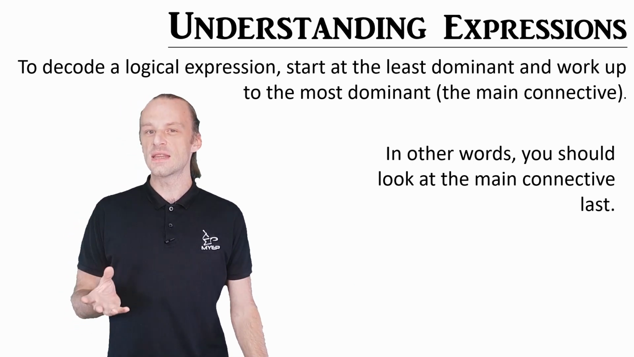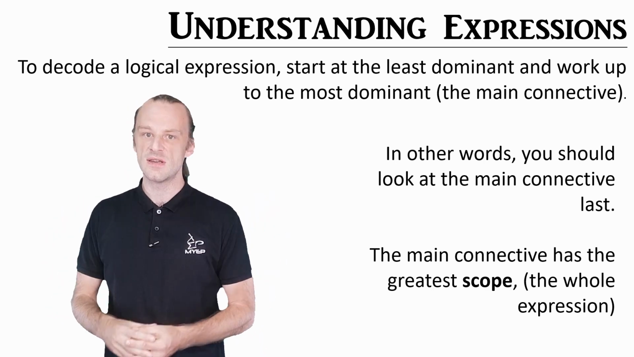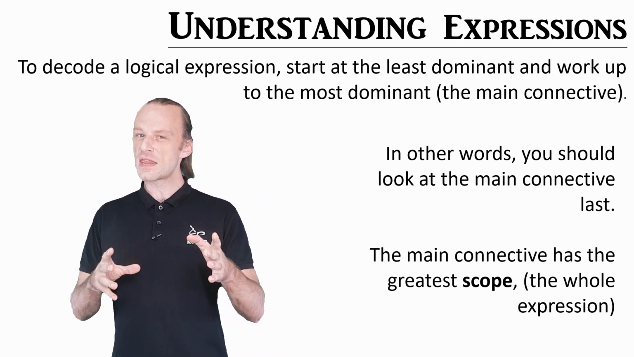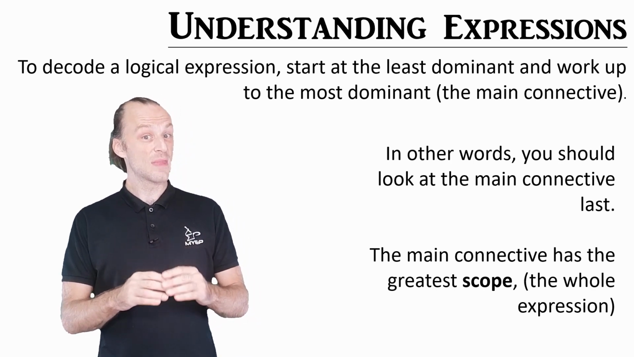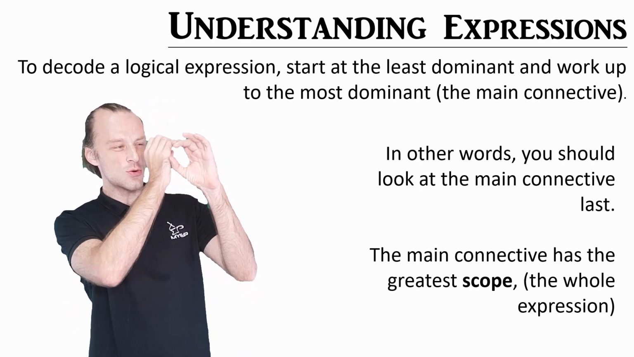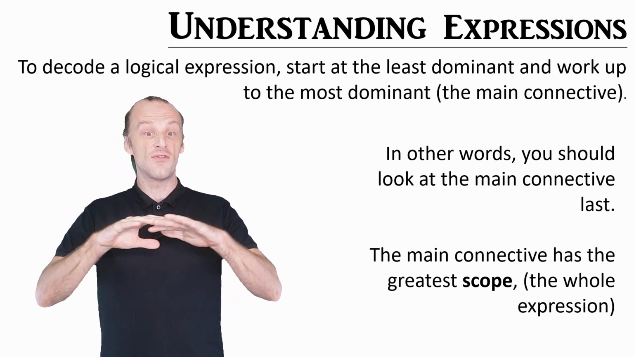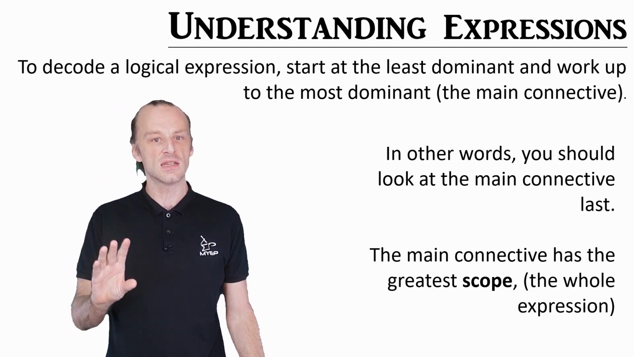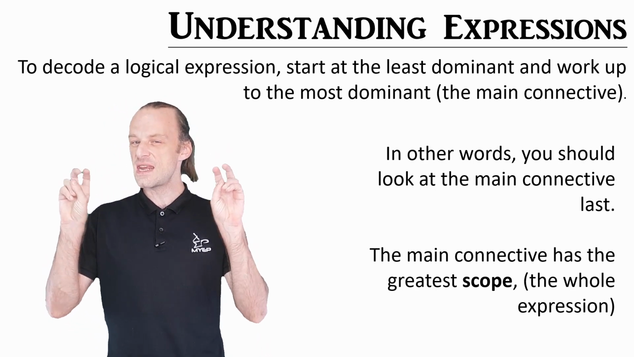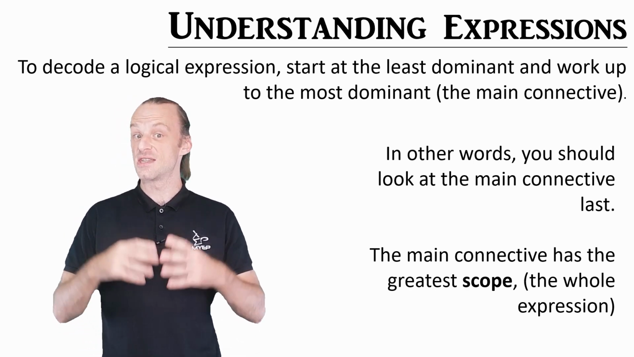Again, this is a lot like BODMAS in arithmetic. Another way of saying this is that the main connective has the greatest scope on the expression. Scope is another thing we might come back to, but think of the word telescope. A telescope lets us view a greater distance. The scope of a connective is the view of a connective over the expression, and the main connective is the one that can see the whole expression. In other words, it has the greatest scope.